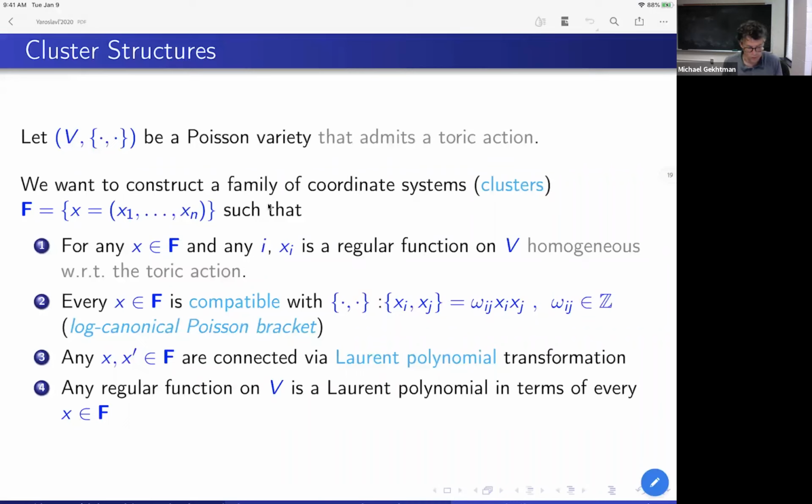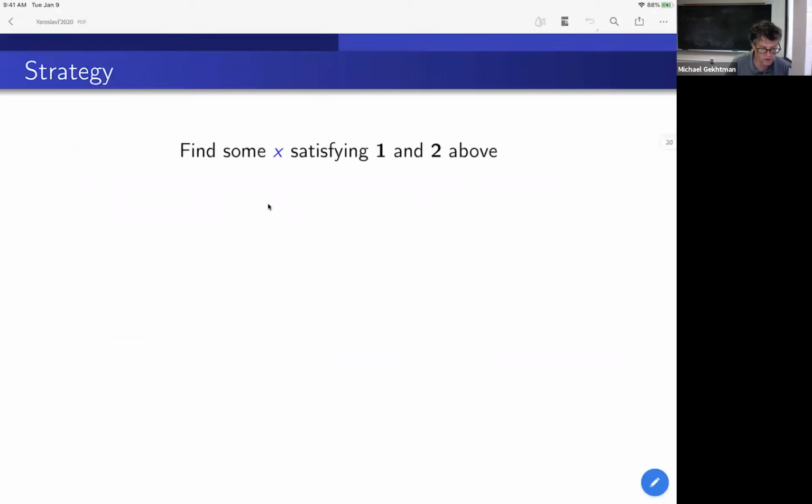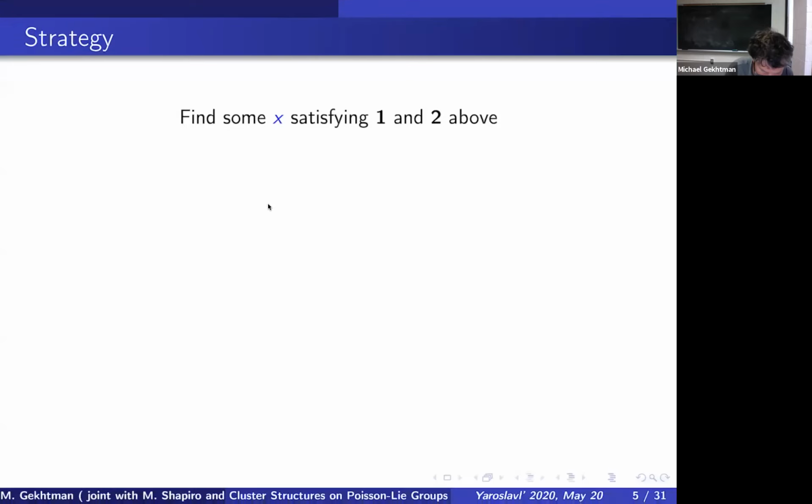Okay, you want it, but how do you achieve it? Again, I will stay with the slides for a few moments. So what do we see? First of all, the first step, and there is no general algorithm for how to do it, is to find one coordinate system that satisfies these two properties of being log canonical and being homogeneous with respect to the toric action. In our previous example, we were lucky because we knew that we have the small Poisson-Lie subgroups which are log canonical and embed nicely, and we know that all minors are homogeneous. But suppose we found it.